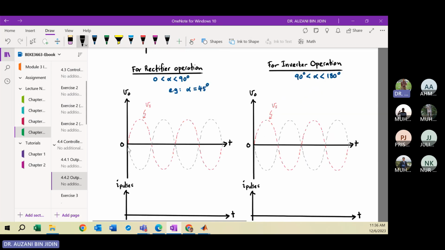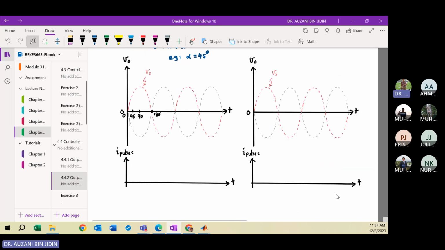So here is 0, then this point will be 90 degrees. Here will be 180. So 90 will be here, this point. For 45, you need to inject the current pulse at this point. So this is 90, here will be 45. So the current pulse you inject here.